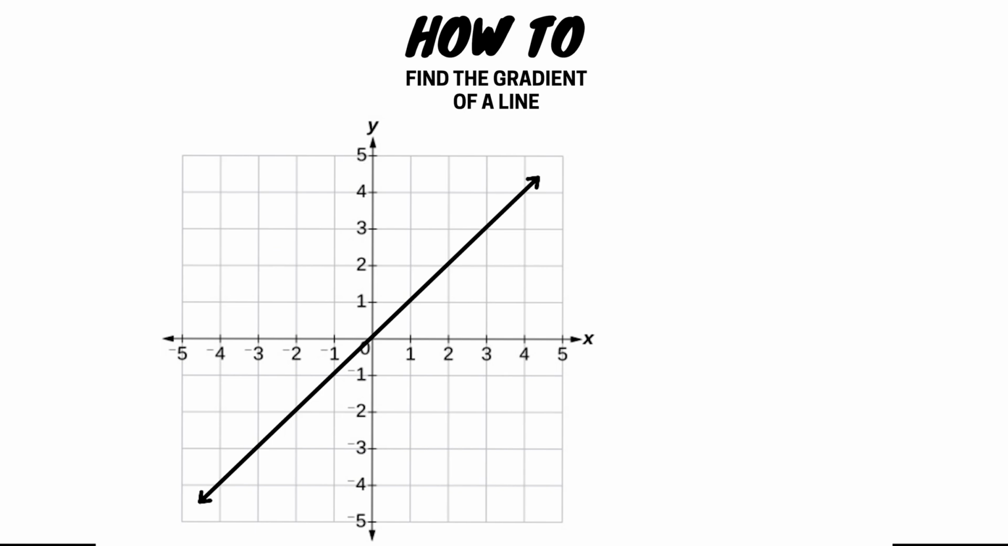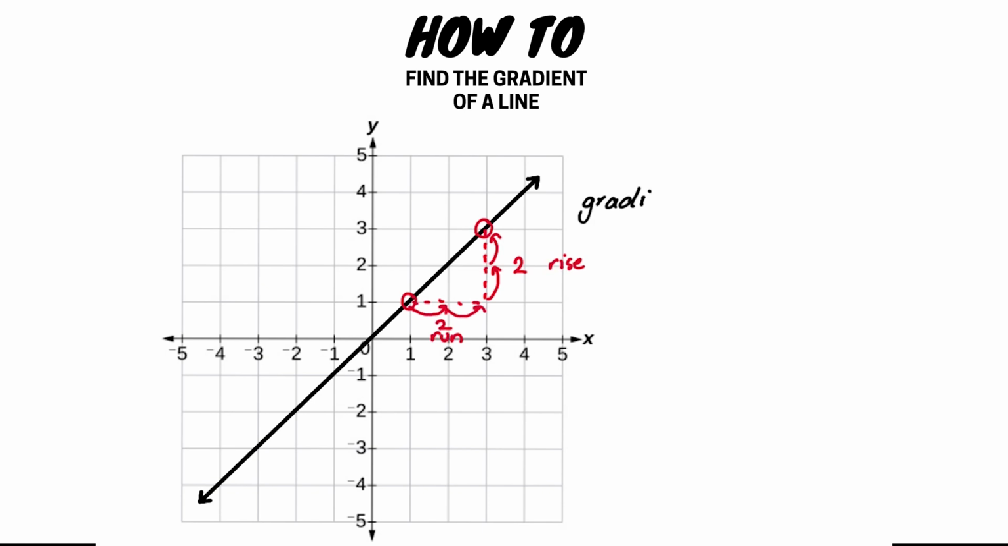To find the gradient of a line drawn on a number plane, we must look for points where the line passes through corners on the grid. We then calculate the rise and run by counting the unit squares on the grid. So the rise is 2 units and the run is 2 units.